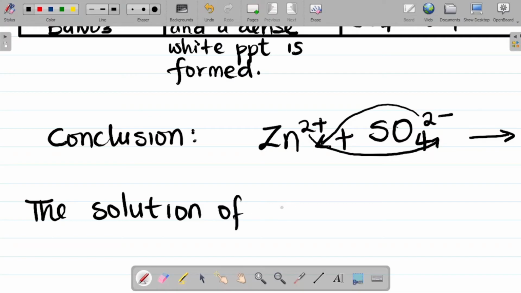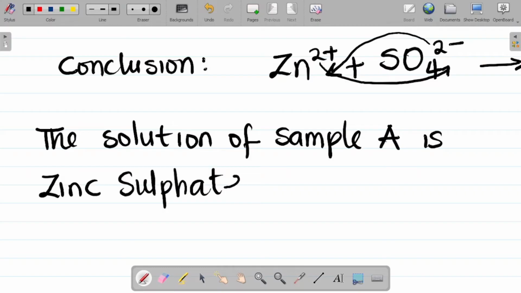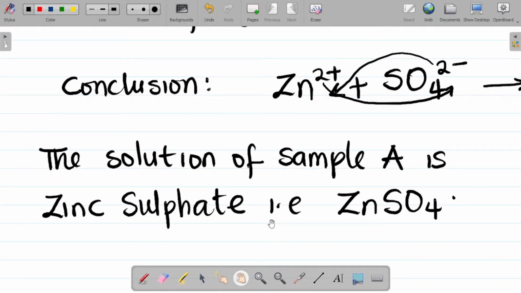of sample A is zinc sulfate. So that's called zinc sulfate. Or you can say the IUPAC name is zinc tetraoxosulfate 6. That is ZnSO4. All right, so this is how we fill exercise 1, and this is how this is done. All right, let's go to exercise 2.